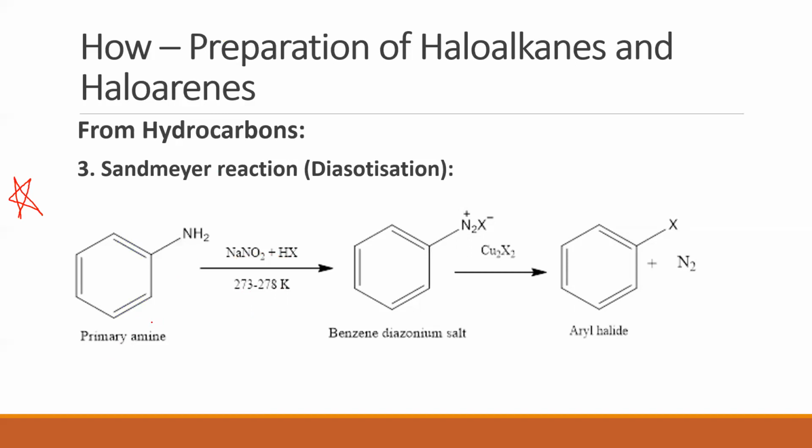Now what is a primary amine? A primary amine is an amine where nitrogen is bonded to only one carbon atom. Remember we studied primary alkyl halide, secondary alkyl halide and so on. It's quite similar to that. Clear? Now this is a primary amine. A primary amine, when it is made to react with NaNO2 and HX, which can be HCl, at 0 to 5 degrees Celsius, what I get is benzene diazonium salt.